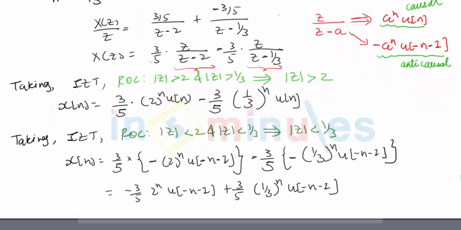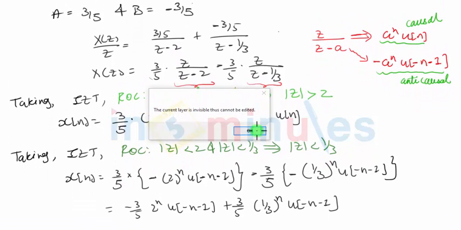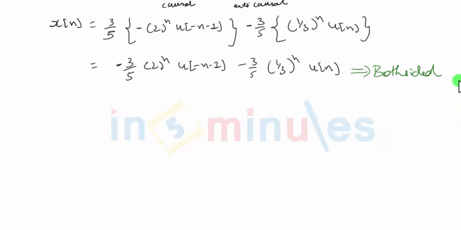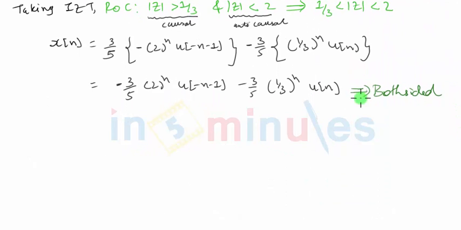The final conclusion is we have got 3 types of inverse Z transform for the given Z transform. This was completely a causal inverse Z transform because you can see both the terms have u of n. This was completely an anti-causal inverse Z transform because both the terms have u of minus n minus 1 present. And the third inverse Z transform that we got is both-sided. So that's one example on inverse Z transform where we use partial fraction expansion.